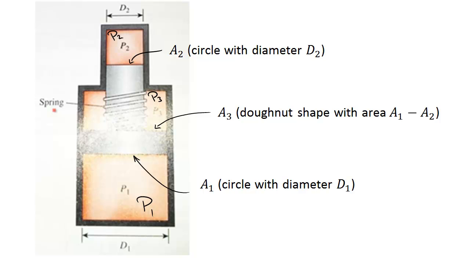The force of the spring is equal to K times the spring's displacement. And if we sum up P1A1 acting in the upward direction minus P2A2 minus P3A3, these two forces resulting from the pressures, we can then solve for the force of the spring, and by knowing the spring constant, we could back out its displacement.